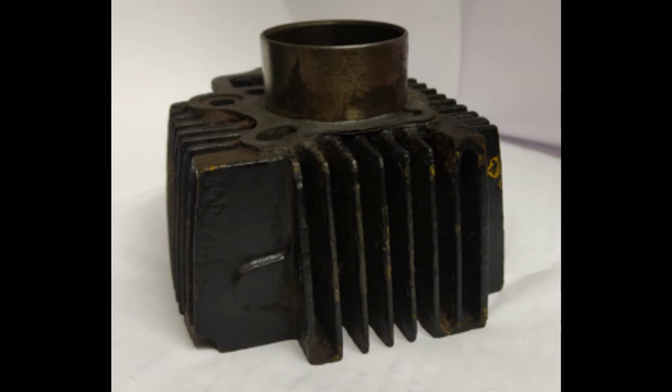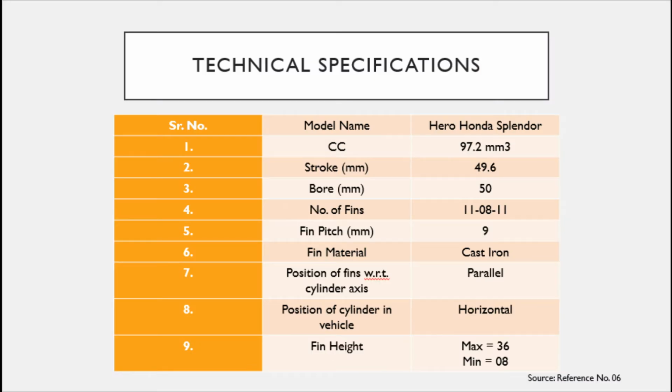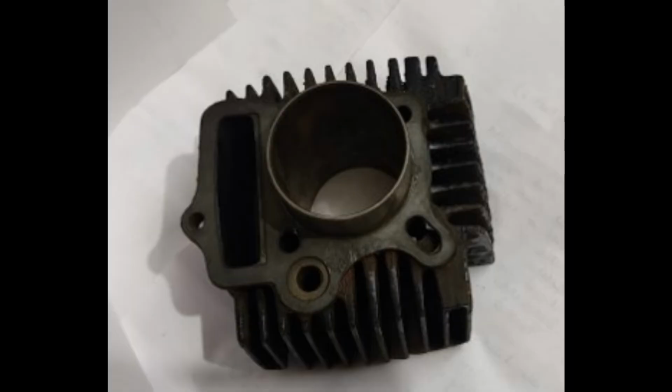Thank you, Utkarsh. My name is Gaurav Markad and I'll be telling about the technical specifications of the component. So this is the actual component, that is the cylinder block of Hero Honda Splendor, which we got from a garage. The cylinder block which we chose is from a Hero Honda Splendor of 97.2 cc. Its bore diameter is 50 mm. It has in total 30 fins which are distributed as 11, 8, 11 on three sides of the cylinder block. The material used to manufacture the cylinder fin is cast iron.